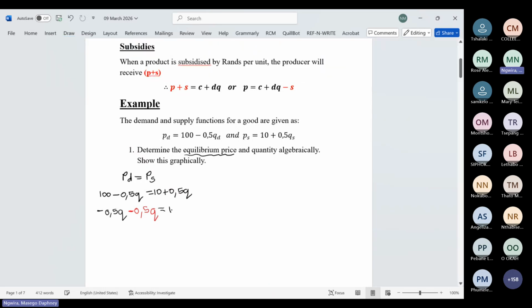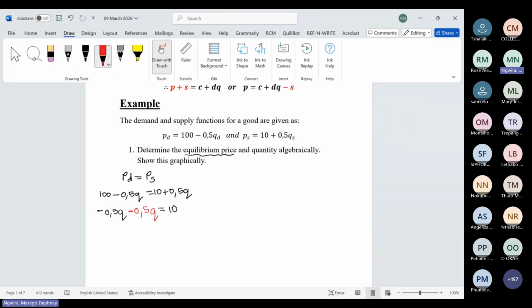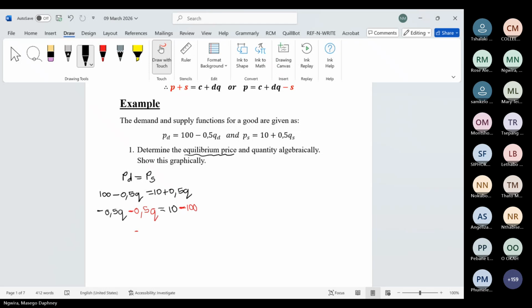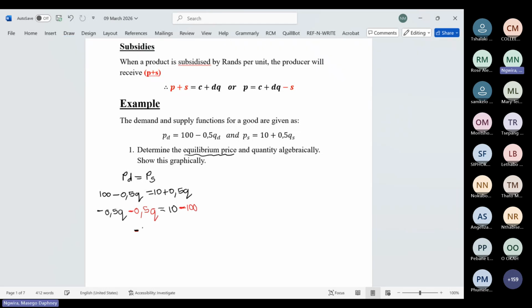And then we have a 10. Then we take this 100 to the right-hand side. So we are going to have a minus 100, because this 100 is positive. So this will be minus 100. And then now we add. You say negative 0.5 and then minus 0.5 is going to give you a negative 1Q when you use a calculator. And then this is equal to 10 minus 100, which is going to be a negative 90 with a calculator.